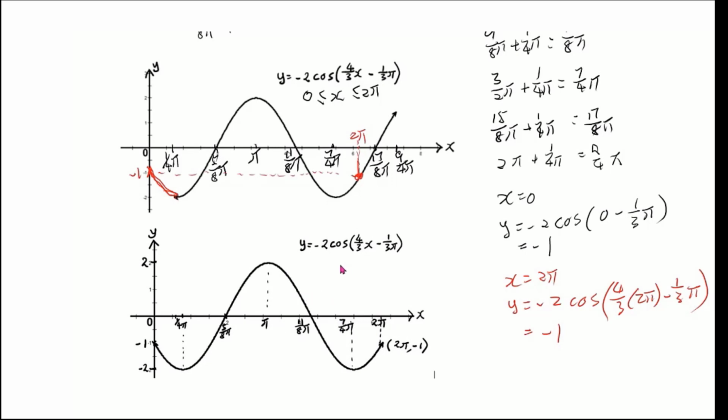We can see that the final graph is y equals negative 2 cos of 4 over 3 x minus 1 over 3 pi, where the value of x is from 0 up to 2 pi. And please remember to label the end points here. The end point at the end and the end point at the beginning. These 2 points must be labeled very clearly.